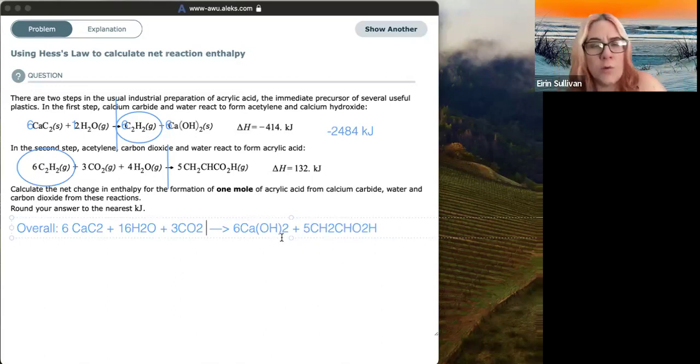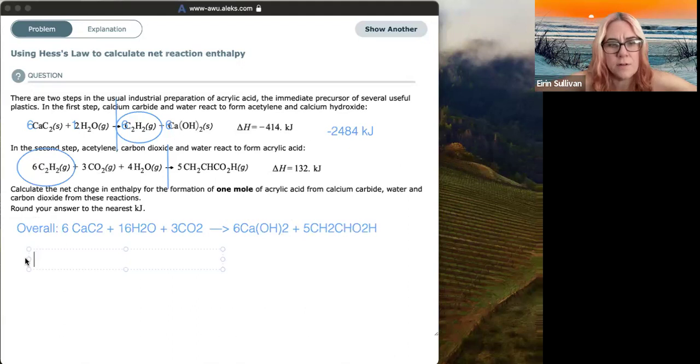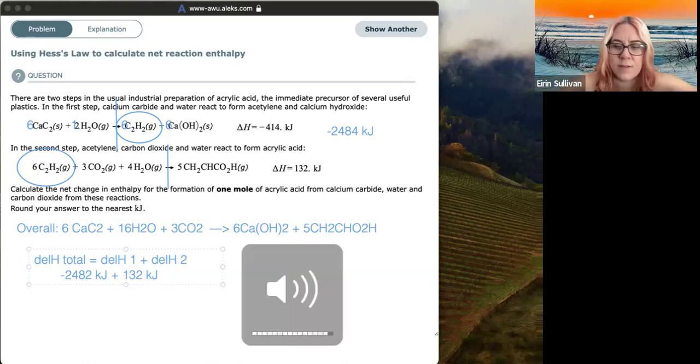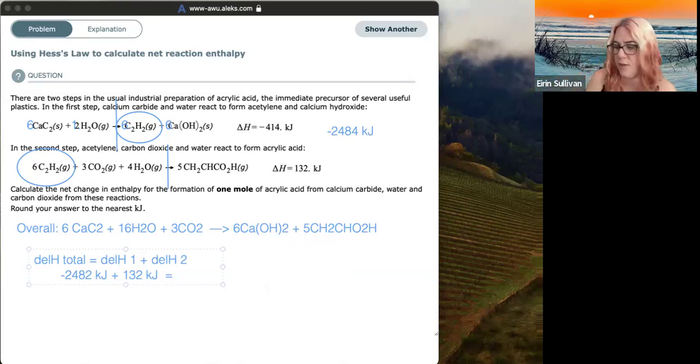Okay, so then to calculate delta H for that overall, so delta H total, I'm just going to add together delta H for step 1, which I had to multiply by 6 to get minus 2,484, plus delta H for step 2. So that's going to be 1,248 kilojoules. Didn't do anything to step 2, so just bear in mind sometimes you might have to do something to both steps, like times 1 by 2 and 1 by 3, for instance. Okay, plus 132 kilojoules. Now this is going to give me delta H for this whole reaction as written.